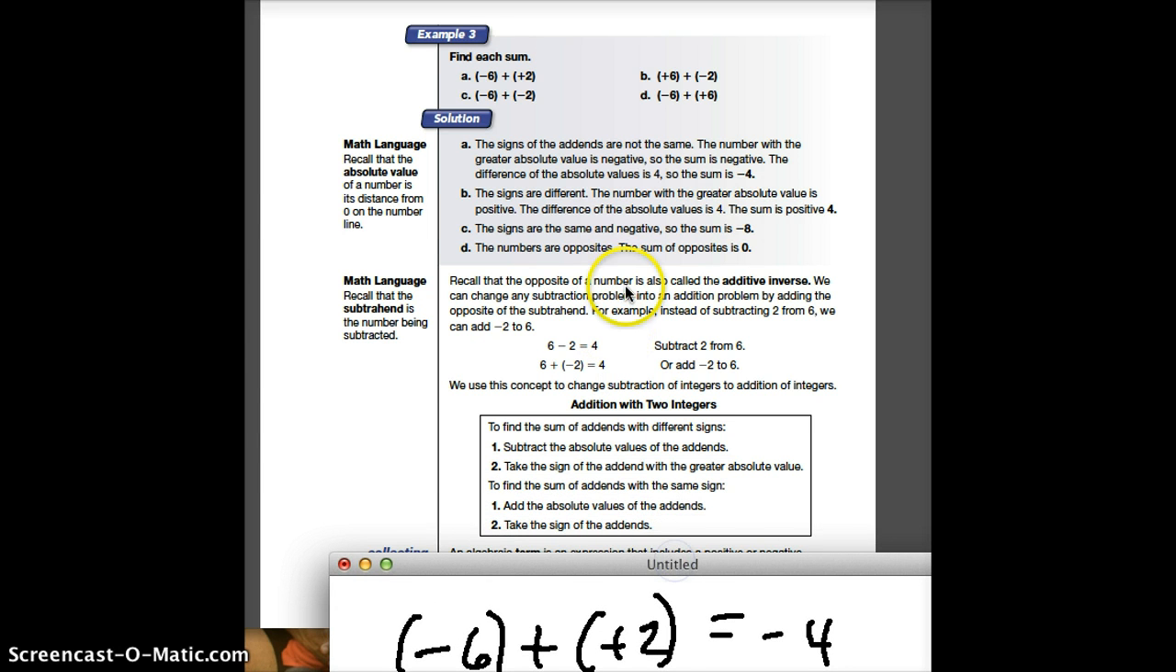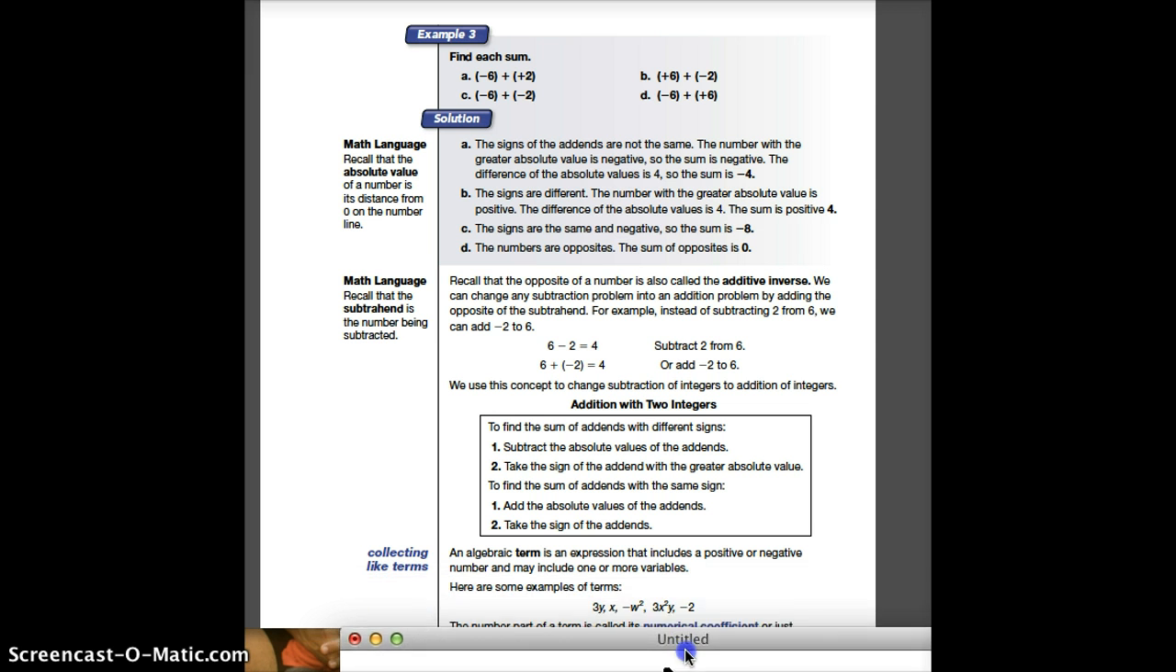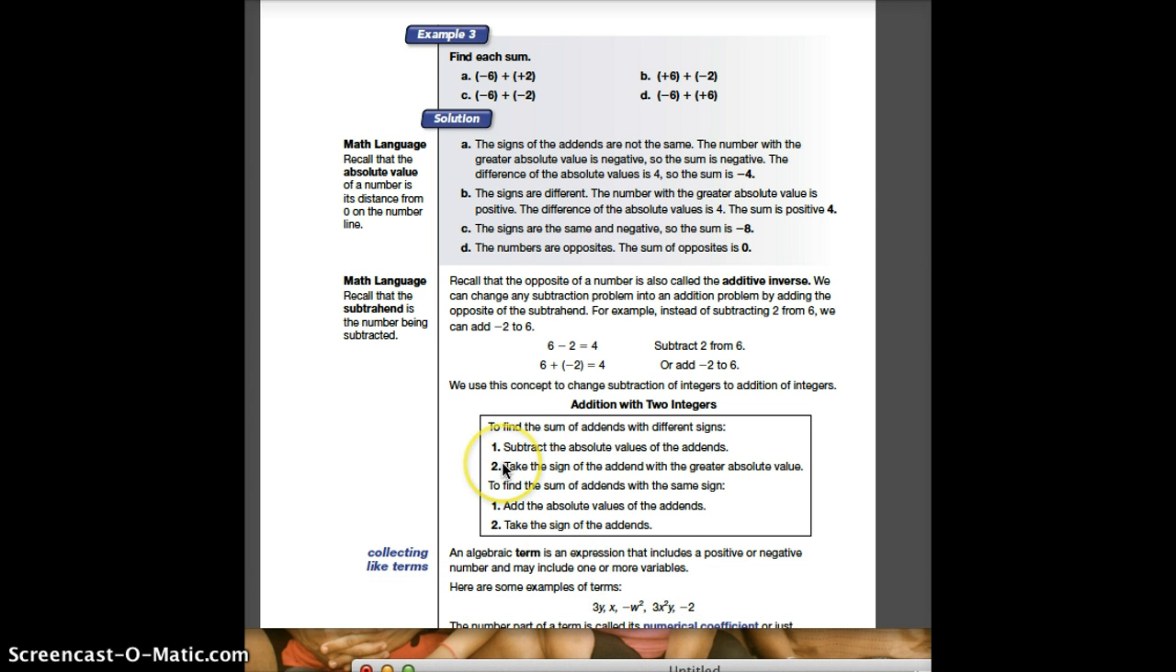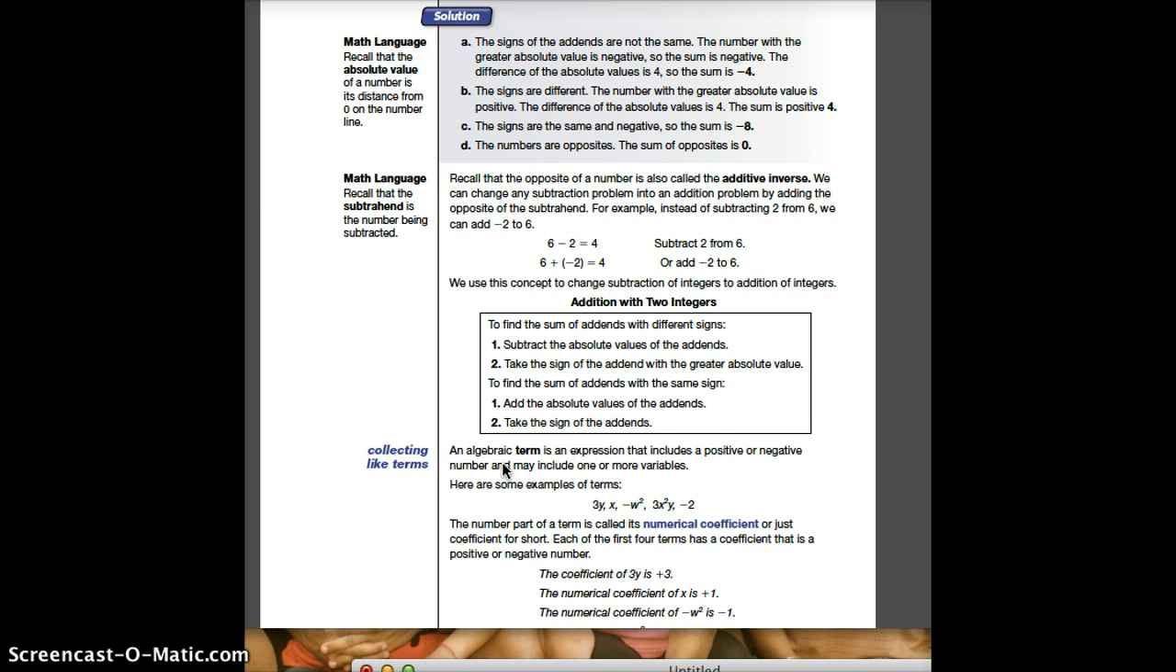Okay, so recall that the opposite of a number is called an additive inverse. We can change any subtraction problem into an addition problem by adding the opposite of the subtrahend. For example, instead of subtracting 2 from 6, we can add -2 plus 6. So for example, 6 minus 2 is 4. It's the same thing as 6 plus -2 is equal to 4. Okay, very good.